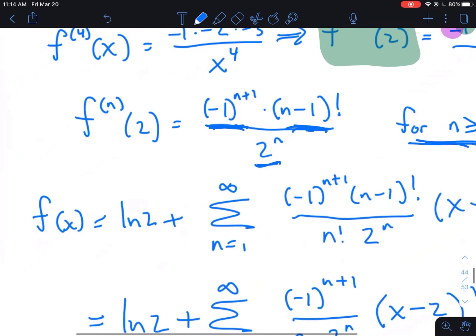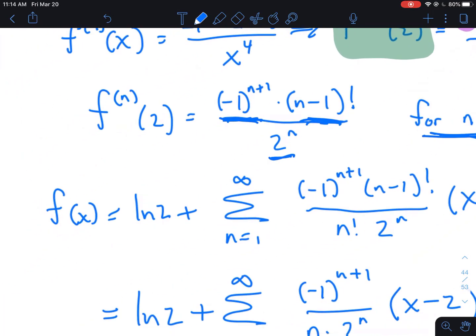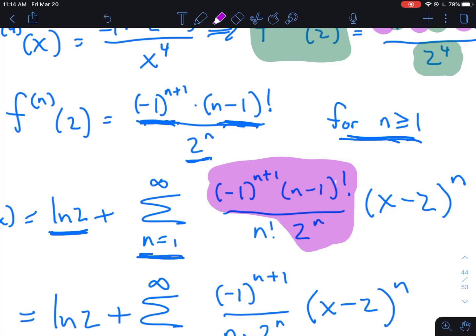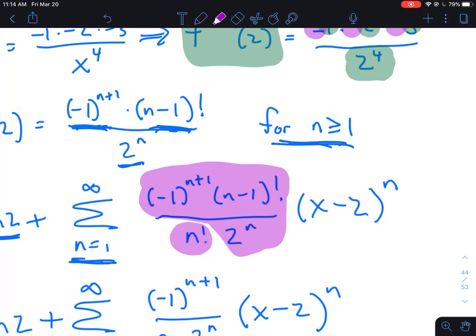When I write out my Taylor series for this in sigma notation, I just have the natural log of 2 as the 0th term. So when n equals 0, it would just be the natural log of 2. And then starting at n equals 1 and going on, we actually have a pattern. So notice that we have my nth derivative of f at 2. That's all this bit. I've divided by n factorial, and we've multiplied by x minus a to the nth power. So that's this bit here. Now I've just assembled it using that formula that we were given on the last page.